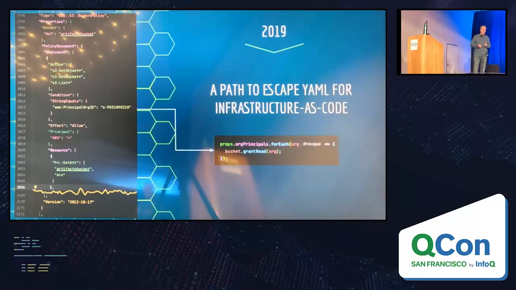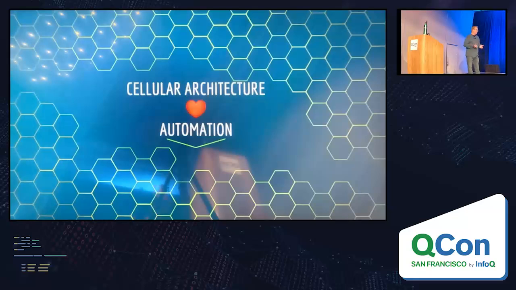I know that I just joined the conference yesterday, so I missed the track on Monday about infrastructure as code. I'm sure I'm not the first person that's made this joke at this conference, but thanks for putting up with it. So you might be asking, I thought this was a talk about cellular architecture. Why is this guy talking about automation?